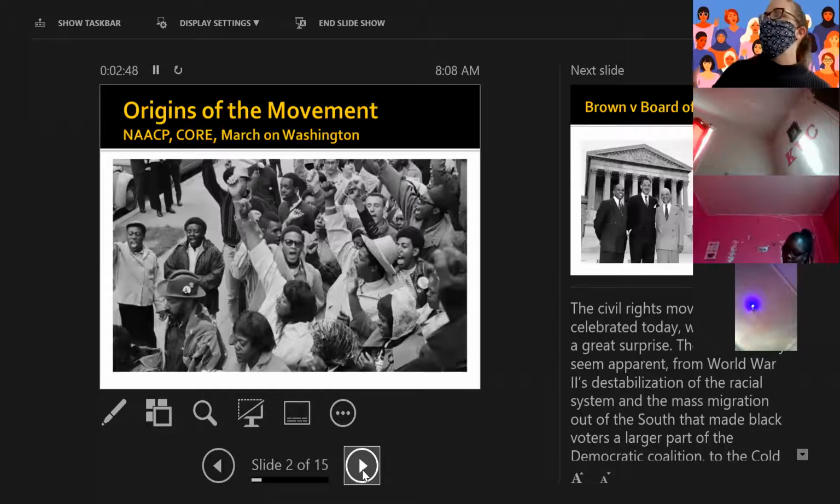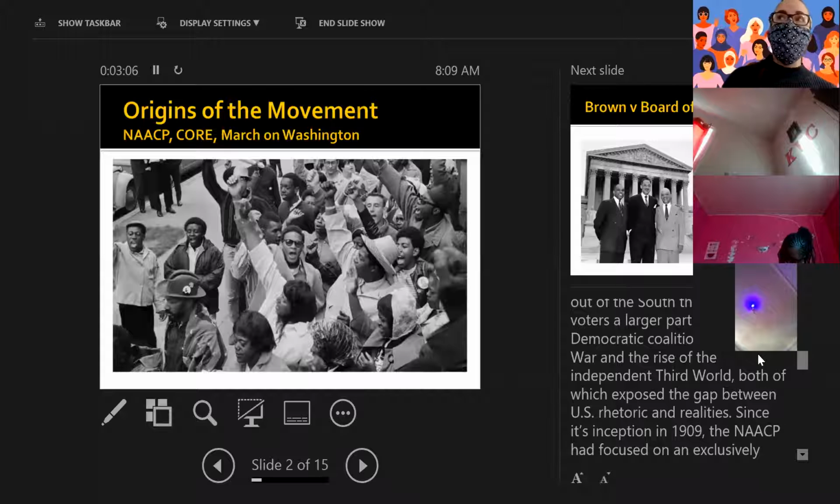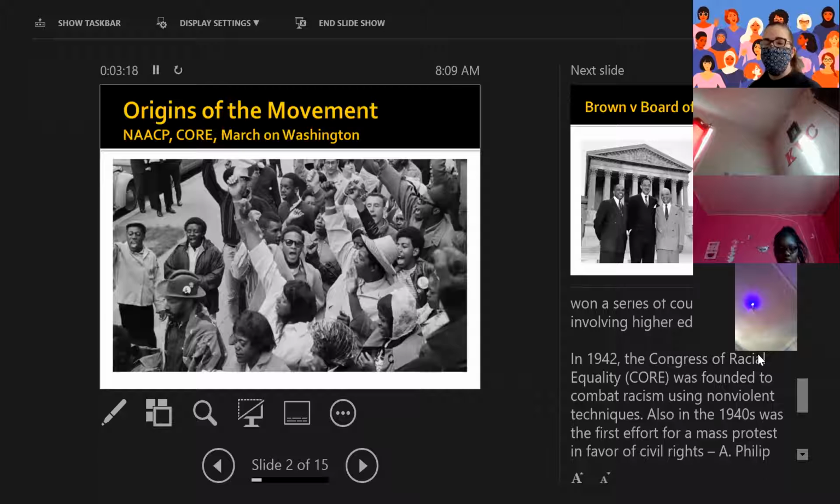As we discussed when we covered World War II, the 1940s is very much a start to the civil rights movement. You have people like A. Philip Randolph and CORE, the Congress of Racial Equality, fighting against racism, especially in the federal government and the military.